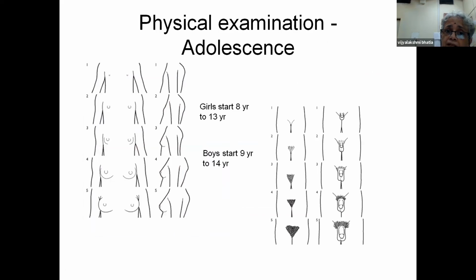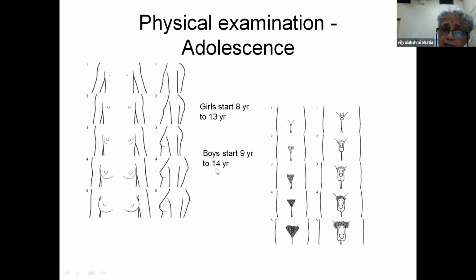Coming from growth, we come to physical examination for puberty. Now, we must know the normal time of start of puberty. We should know that the earliest puberty starts in a girl is 8 years, and the latest it can normally start in a girl is 13 years. And similarly, in a boy, 9 years and 14 years.